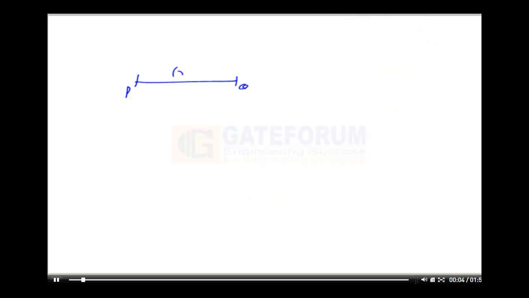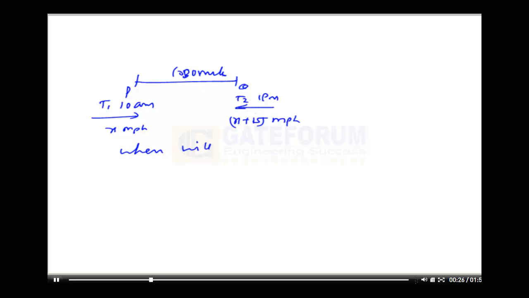Distance PQ is 1080 miles. Train 1 is starting from P at 10 a.m. at the rate of x miles per hour. Train 2 is starting from Q at 1 p.m. at x plus 15 miles per hour. The question is, when will the trains meet midway?